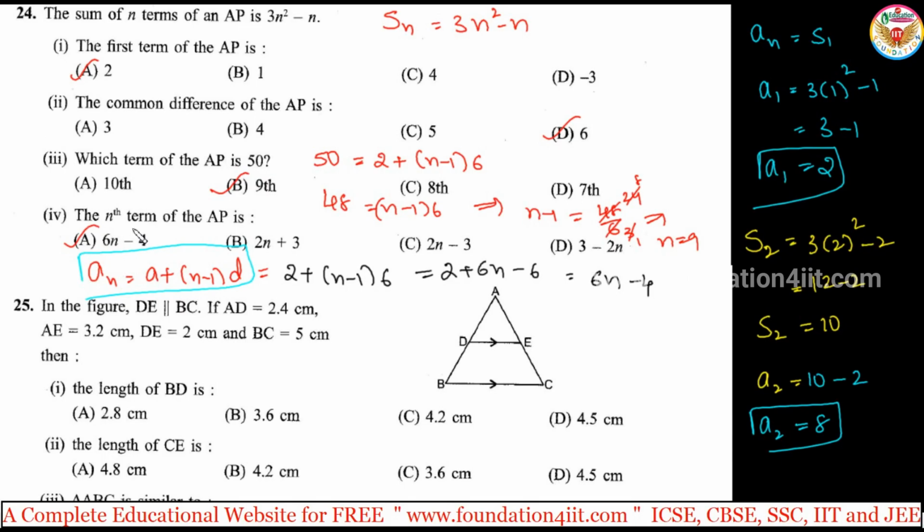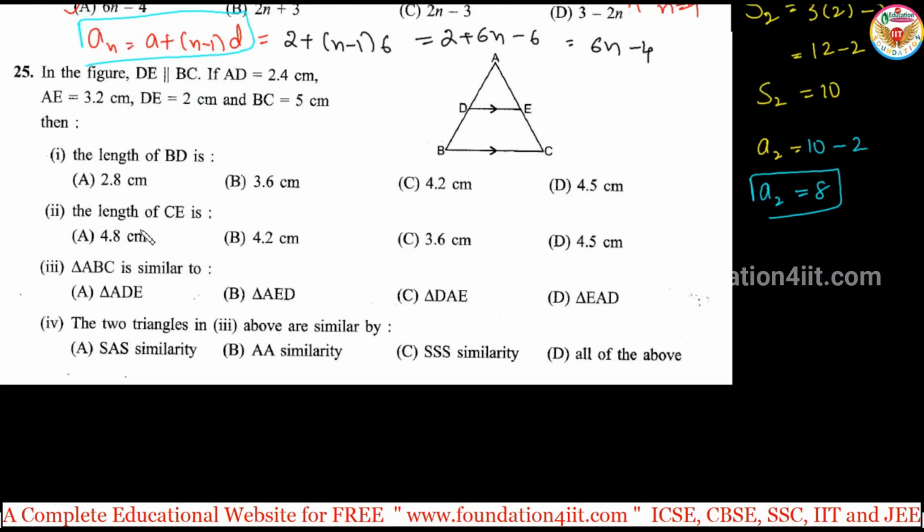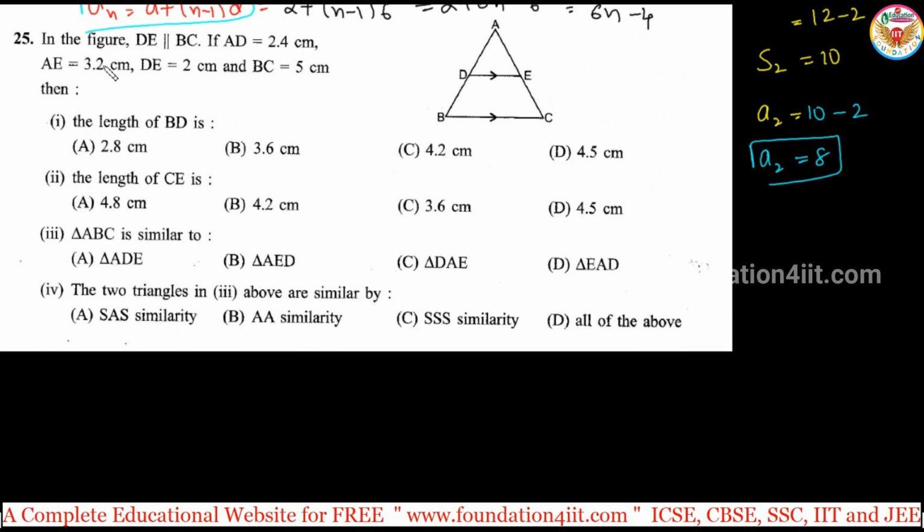Okay, this is about the progression. Next question is from similarity. Here you can observe, in the figure, DE is parallel to BC. Both are parallel. AD is 2.4. So as per the data, AD is 2.4, AE is 3.2, DE is 2 centimeters and BC is 5 is the given. Then find the length of BD and length of CE. So let BD be x and CE be y.